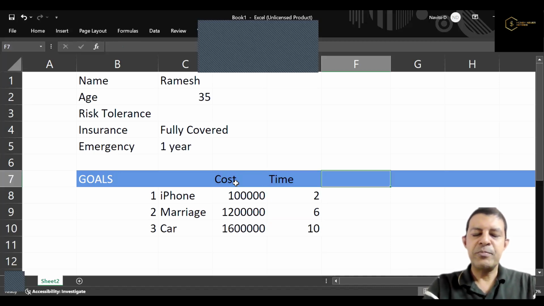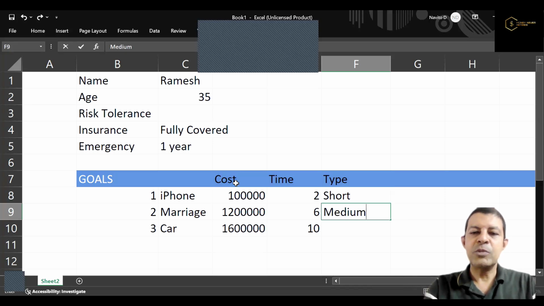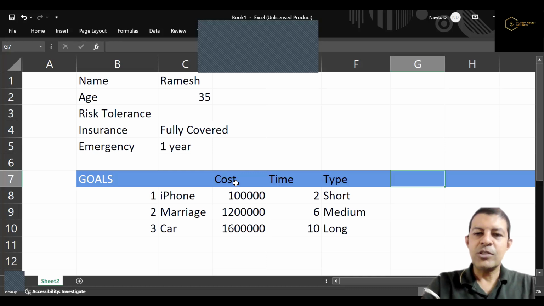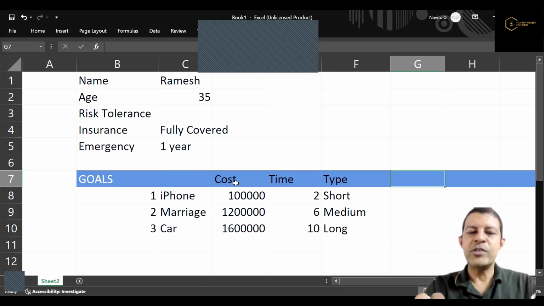So the type of these goals: iPhone is a short-term goal. Marriage is a medium-term goal because it is lesser than 7 years. And more than 7 years, the car, so we are going to take it as a long-term goal. So once we have identified the cost and the time period for which the goal is required to be achieved, now we need to make certain assumptions.